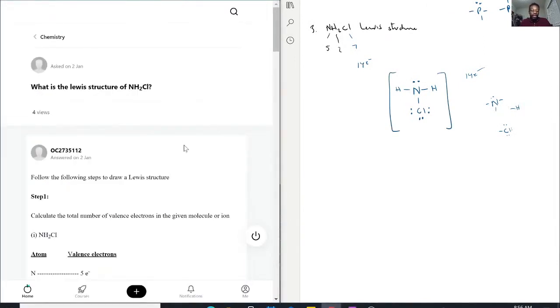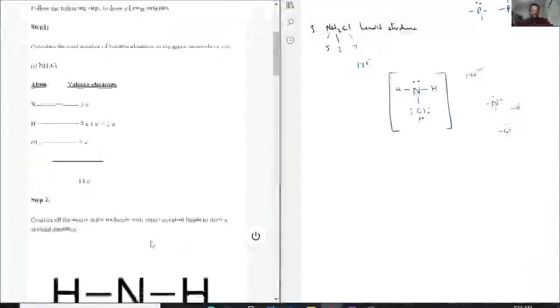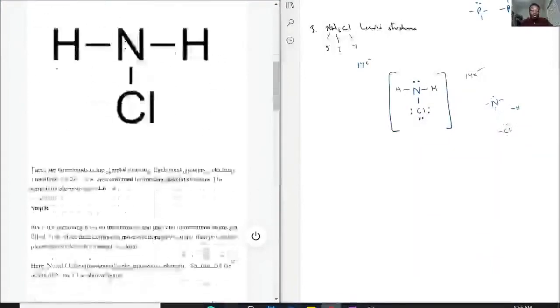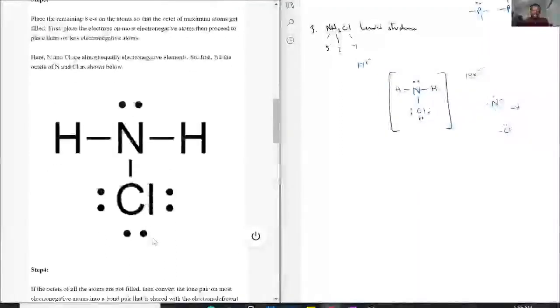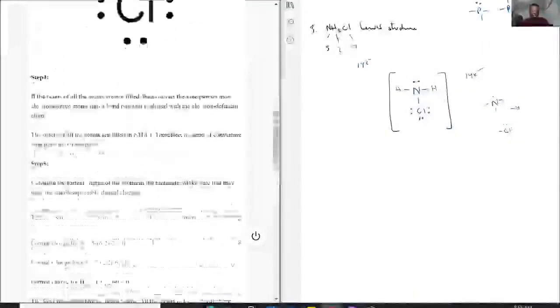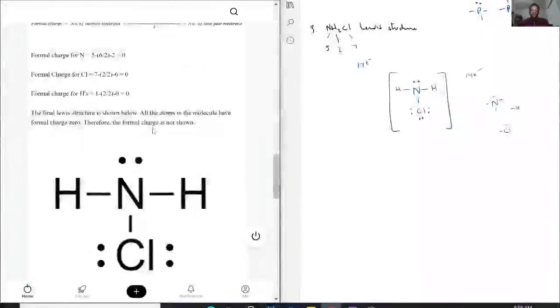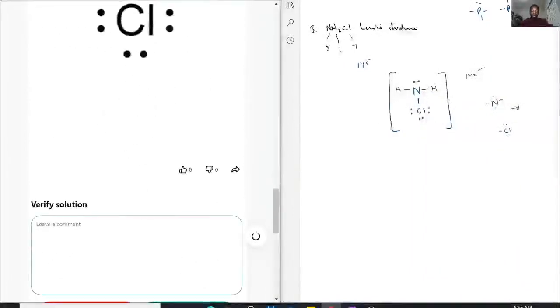Let's see how we did. We do have 14 electrons, that's what we want. And then they drew it out, and then they hopefully filled in the electrons, and there we have it. We have now the balanced Lewis structure for NH2Cl. And then they also calculate the formal charges as well, and they're all 0. Perfectly done, and this is correct.